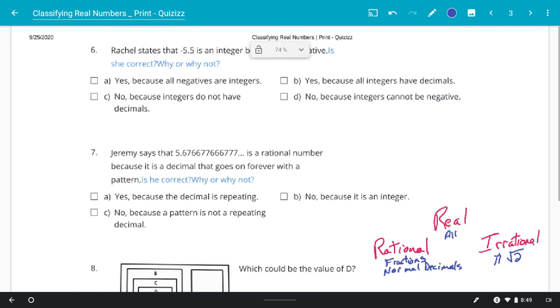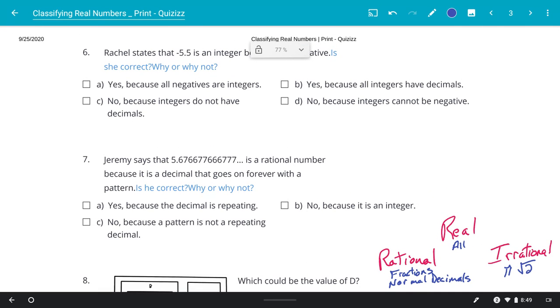Number 6. Rachel states that negative 5.5 is an integer because it's negative. However, is she correct or not? Well, no, she's not correct. It is negative, but it has a decimal. And remember, our integers don't have decimals. So, no, because integers do not have decimals.